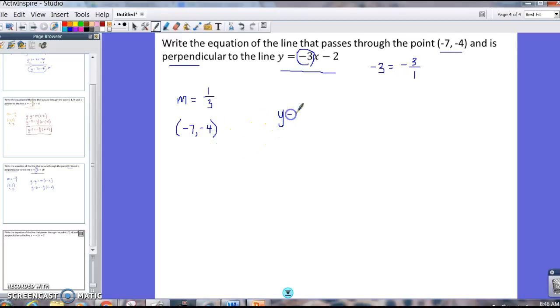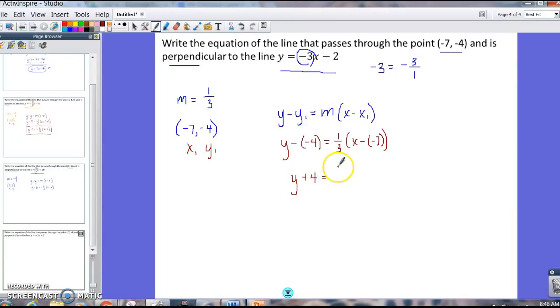And so when I plug into my formula, y - y1 = m(x - x1), here is my x1 and y1, so I'm just going to substitute in. So I have y minus negative 4 = 1/3 times (x minus negative 7). Okay, and again, we're just going to clean that up. I have y + 4 = 1/3(x + 7). And you can leave it just like that.